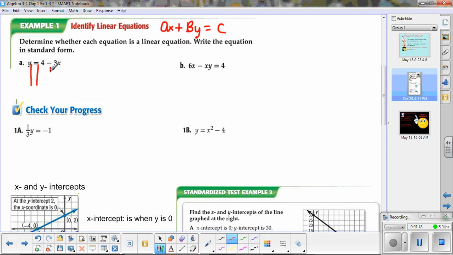Since it's minus 3x, we're going to add 3x to both sides. Y plus 3x, those two are not like terms, so they can't be combined together. We just leave them as two separate terms. But I'm going to write the x term first, since standard form is ax plus by equals c. And since it's a plus 3x, that's a positive 3x, so I'm going to write 3x. My y is also positive, so I'm going to write plus y equals, and on the other side we have just 4.